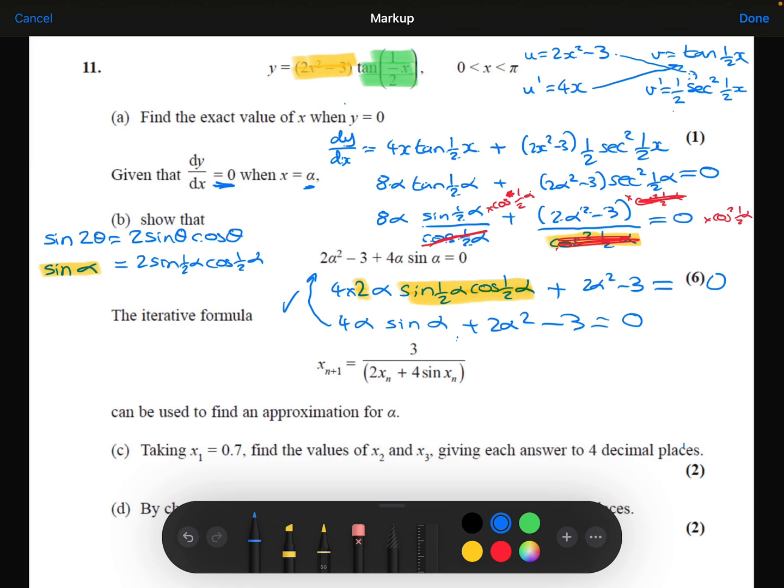So I think one of the key things there is we had half alphas here and here, and we wanted to just have a sine alpha. So that was my clue, because I was going to have to do something with the sine double angle formula. Right, that's part B done.